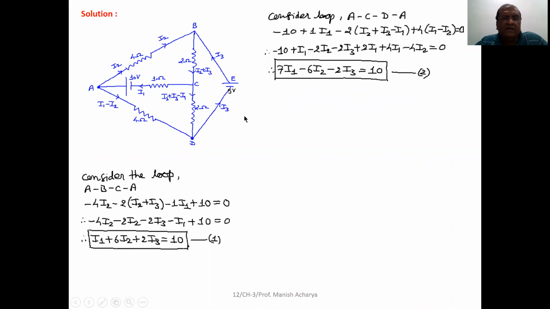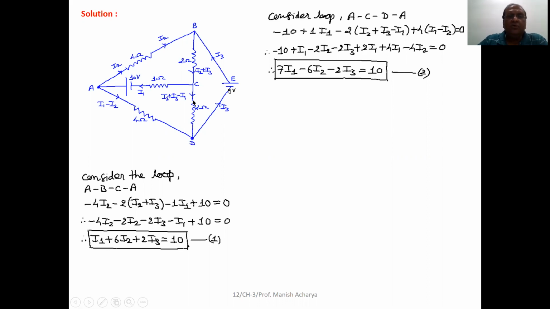Now consider another loop A, C, D, A. So A to C, you are moving through this battery from positive terminal to negative terminal, so minus 10. Then through resistor 1 ohm, you are moving in the opposite direction of current I1. So potential difference plus 1 I1.